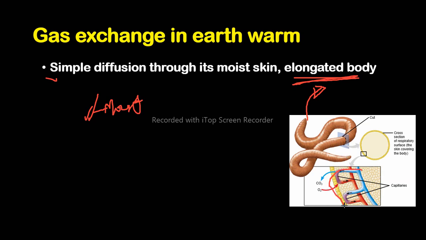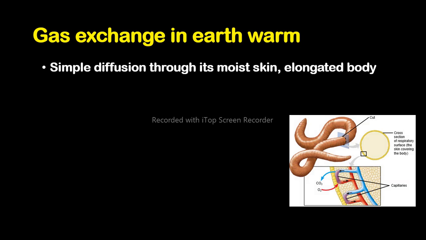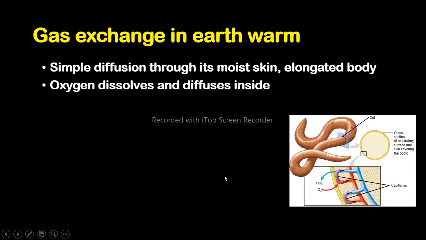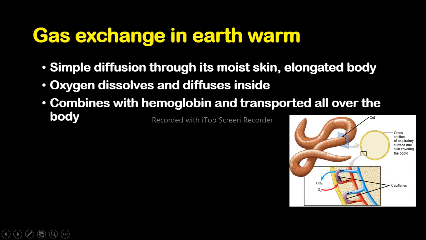You have a dense network of capillaries under the dermis, under the skin. What are these capillaries doing? They sweep away the oxygen and bring the carbon dioxide, so that at any time you maintain the concentration gradient. We discussed the adaptations of gas exchange surfaces, and they are the same; there is nothing unique as far as an earthworm is concerned. Oxygen dissolves in the moist skin, and then it diffuses into the capillaries.